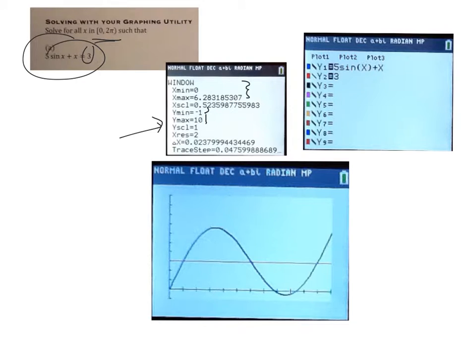So I have mine at -1 to 10. You could go 0 to 5. It really won't matter as long as you can see that 3, that horizontal line graphed on your screen. One side of the equation, the left-hand side, or right, it doesn't matter, is going to be your y1, and your right-hand side is going to be your y2.